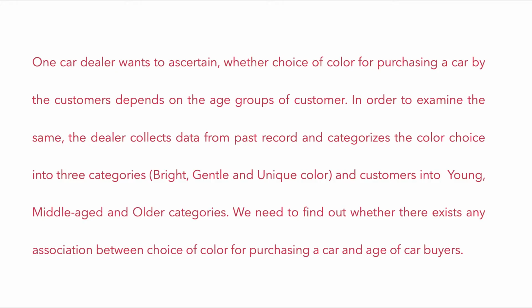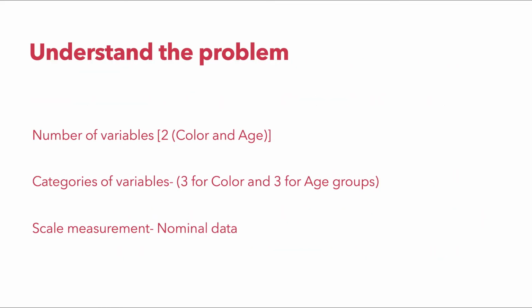Let us understand this problem in more detail. Number of variables in this case are two. One is color of the car and the second one is age group of the buyers. Categories of variables: if we see in the color variable, there are three independent categories, and the same is true for the age of buyer variable also, where there are three different age groups, and this data has been measured on nominal scale.